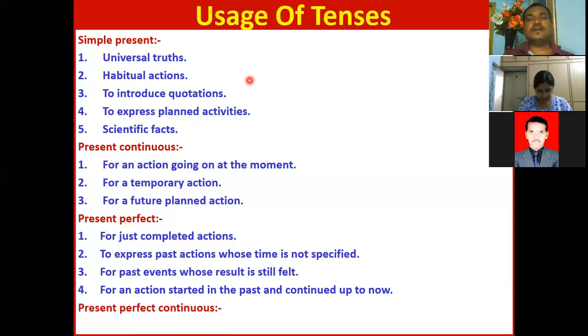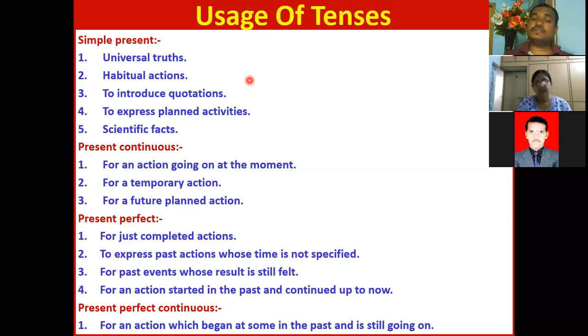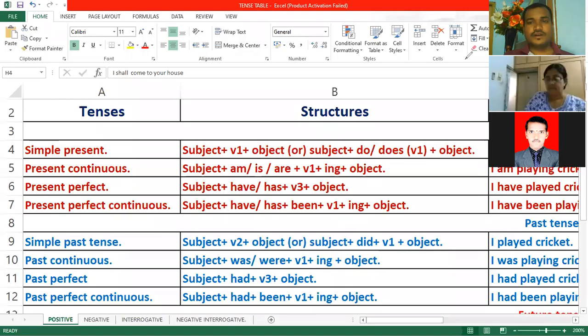Now, present perfect continuous. For an action which began at some time in the past and is still going on. For an action which started in the past but is still continuing. In that case, we should use present perfect continuous. Is it clear? Yes. All right.